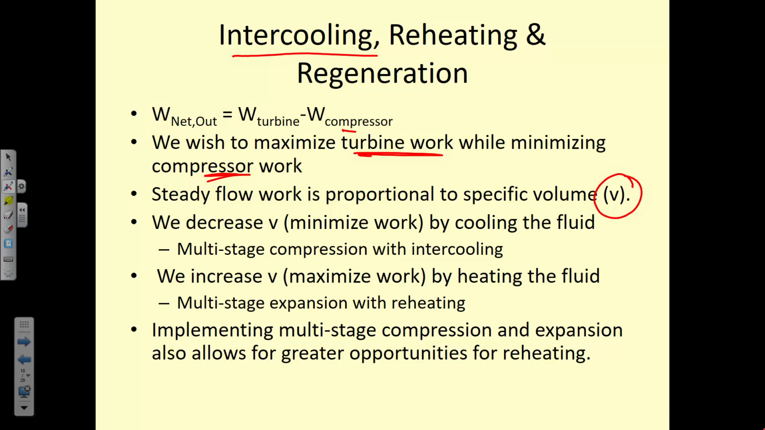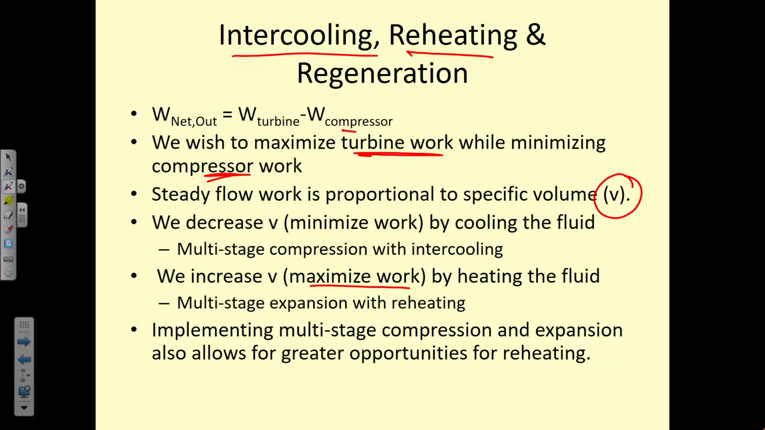Now, we want to maximize the work output of the turbine. So another way of doing that, instead of seeking to minimize the specific volume, we want to increase it. So instead of cooling in between stages of a turbine, we would reheat, because as the gas passes through the turbine, it necessarily cools down. We can instead do two stages of a turbine, heat the gas up in between, and pass it through a second turbine. Okay, so it's analogous to what we did with compressors.